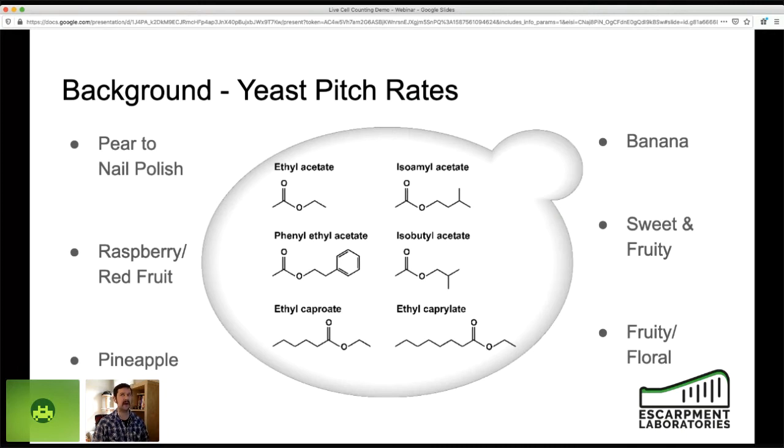Kind of think of amoxicillin as a good example of that, or those cheap banana marshmallow things. Isobutyl acetate gives you sweet and fruity characteristics, and then ethyl caprylate gives you fruity and floral flavor characteristics.